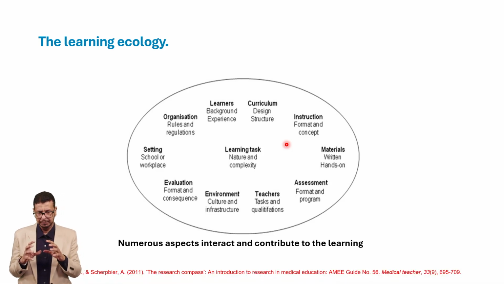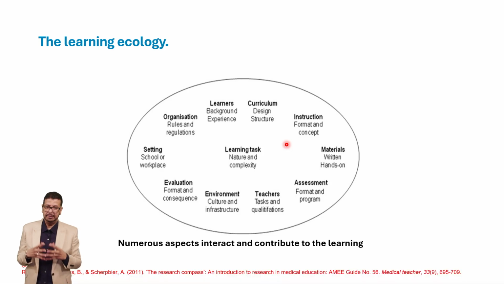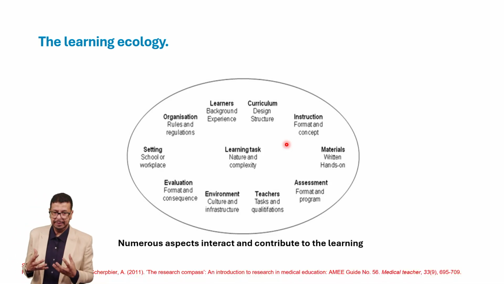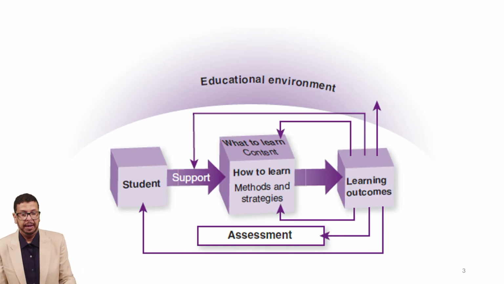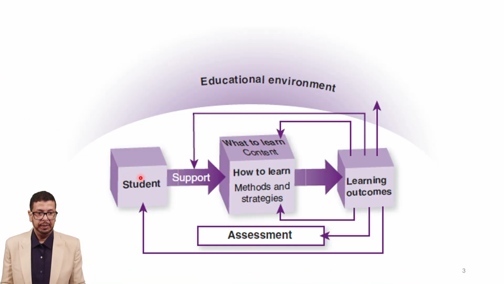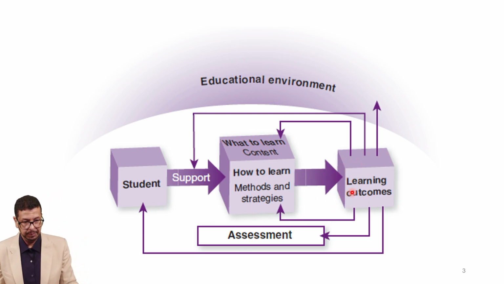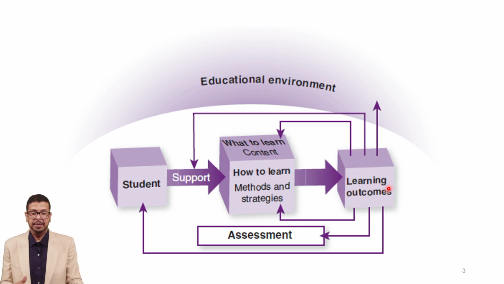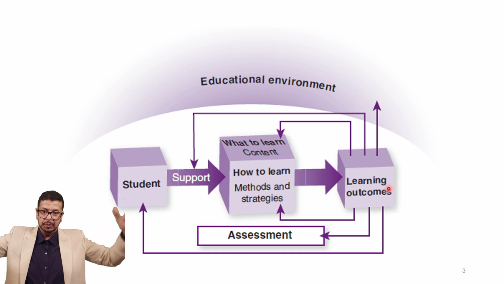So all these are considered as numerous aspects that interact and contribute to the learning. The learning is not about the curriculum that we have written, we have developed. And as you can see here, we have the students, and we have what to learn, the content, and how to learn, the methods. And here the outcomes. This will shape the outcomes of the curriculum. And from the design perspective, the outcome should lead this. And we have also the assessment. This all together is called the environment.